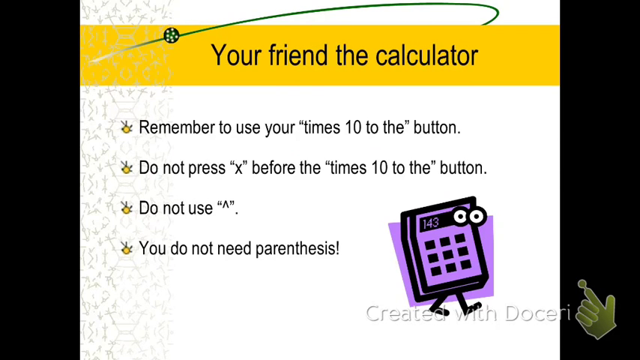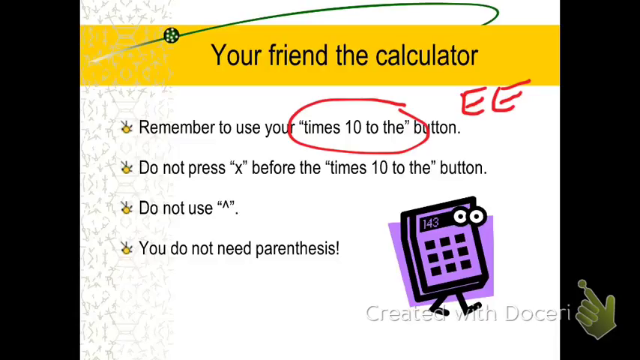So this next slide is your friendly reminder on how to operate your calculator. Remember to use the trick that I told you last time by using that whole times 10 to the button, which on your calculators is that EE button. For those of you with TI-84s, remember it's a second function behind the comma, and the comma is above the 7. And so make sure you use that EE button.